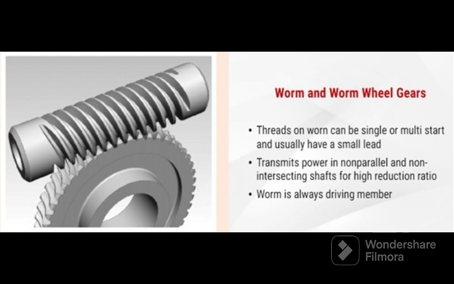It is used to transmit power in non-parallel and non-intersecting shafts for a high reduction ratio. It may be irreversible also. There is sliding contact between the worm and worm wheel teeth and the worm is always the driving member.